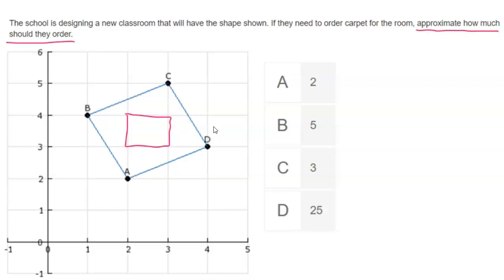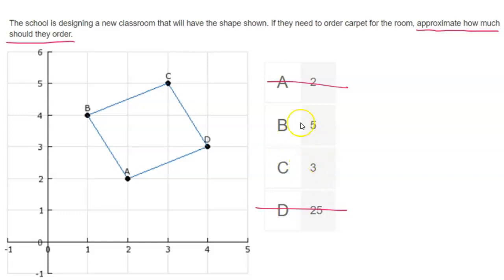Okay, so let's go ahead and go through. When I'm looking at these, regardless of whether I have to use a formula or not, because it says to approximate, I can go ahead and eliminate some of them, like D. There are probably not 25 square units within this shape. That is probably not a real thing. So now let's look at our other options. 2. Do you think there are only 2 square units in this entire thing? I definitely think there's more than that. Okay.